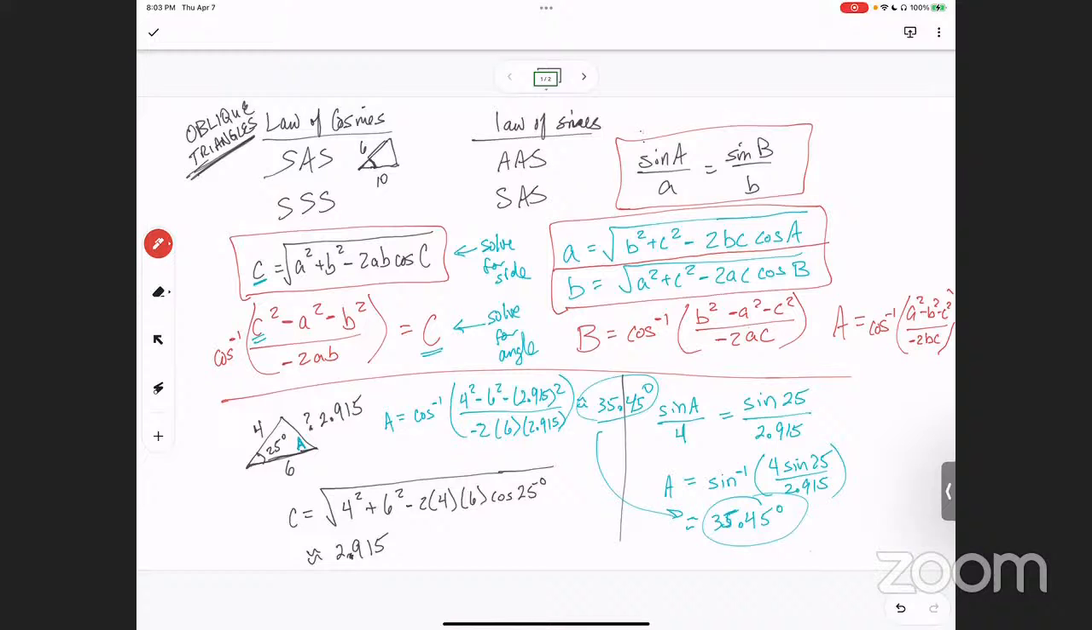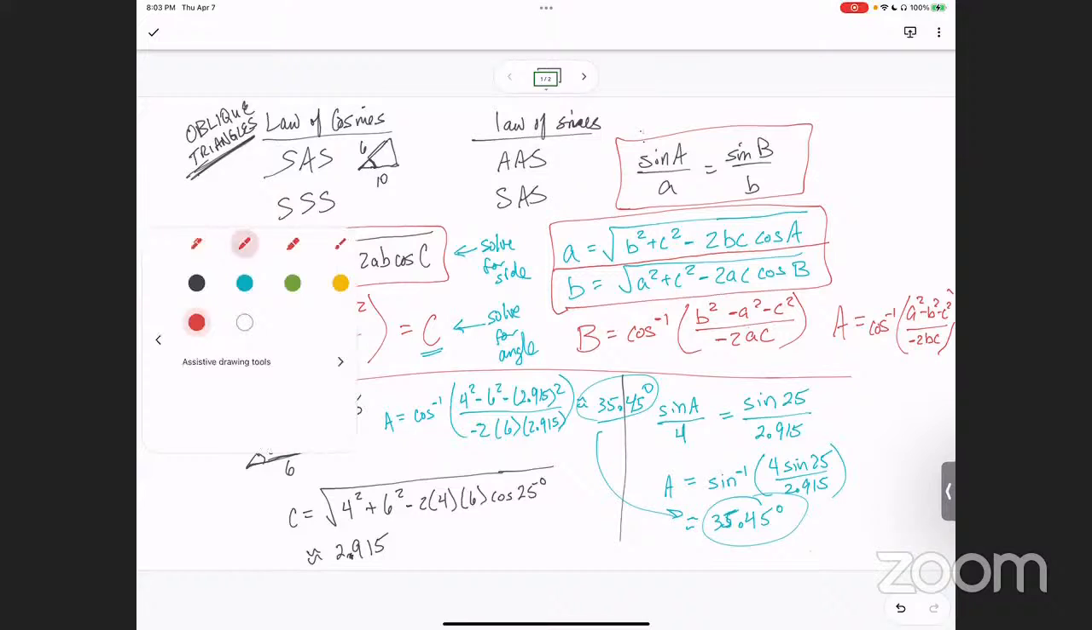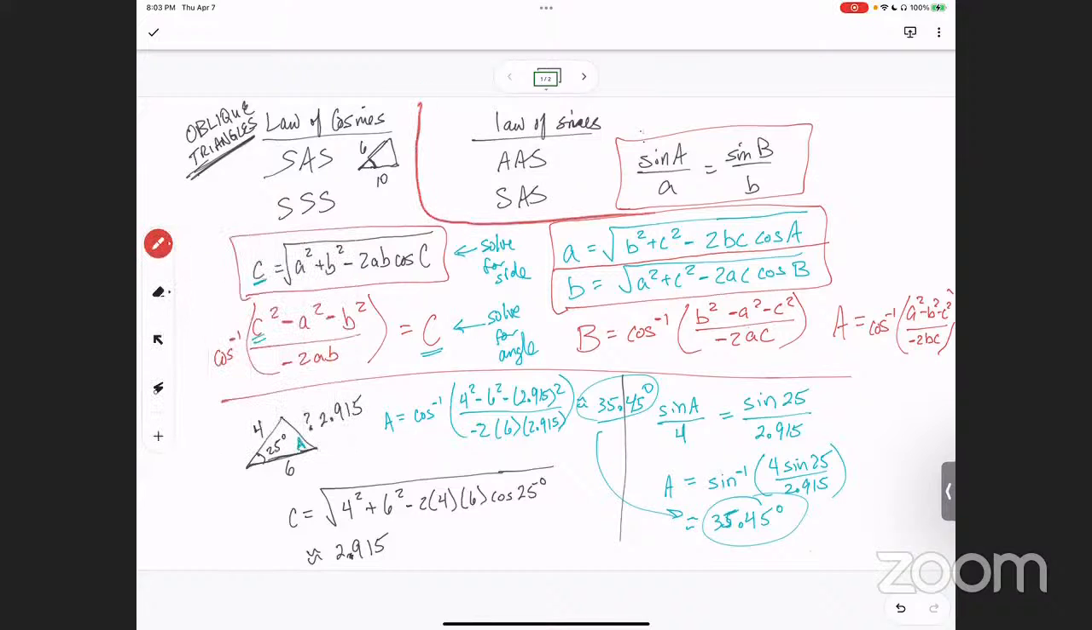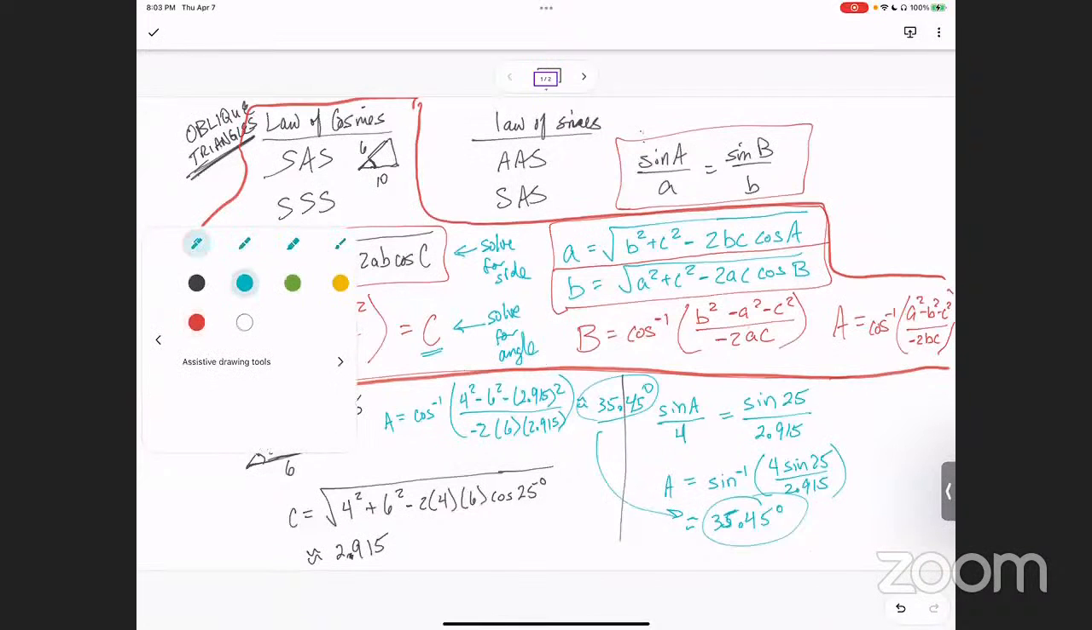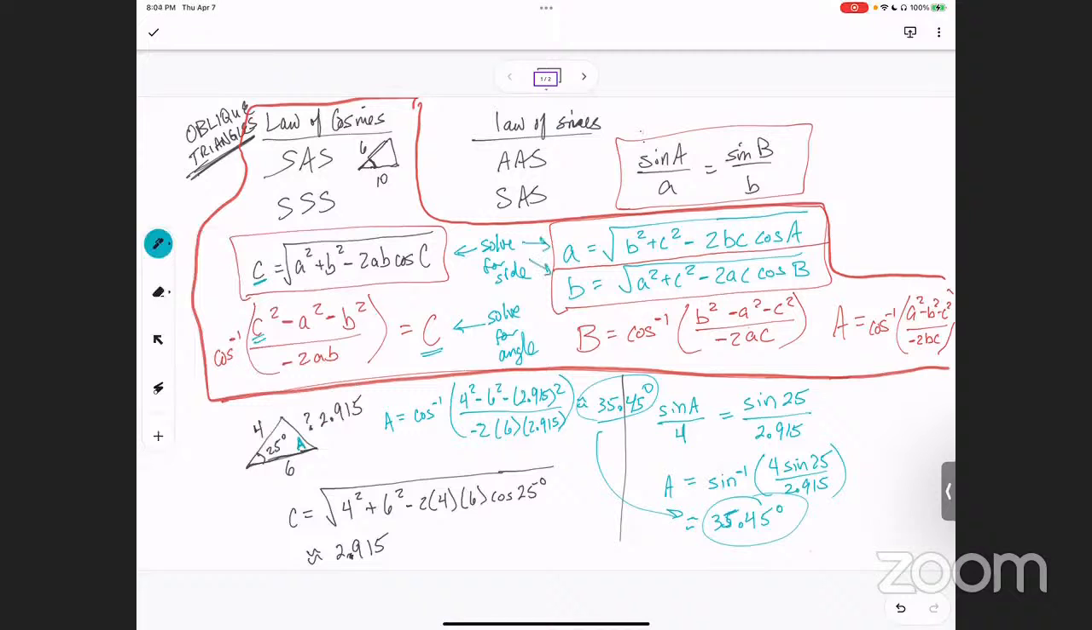Here, let me make a big box for this so you don't think that that's the law of sines. That's the law of cosines right there. 6 different ways you can write the law of cosines. You're going to write it like this when you're trying to solve it for a side. And you're going to write it like this or this or this when you're trying to solve it for an angle. Make sense? Yep.